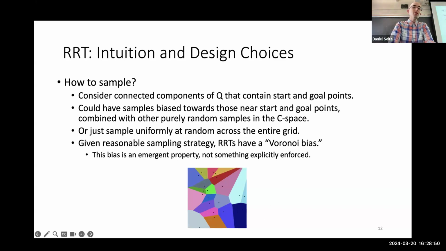There's nothing in the RRT algorithm that tells you to bias points so that you shrink the Voronoi region. It's just an emergent property. What RRT will do is explore more in regions that have a bigger Voronoi region, so that it can reduce the distance from any point in the workspace to the tree.